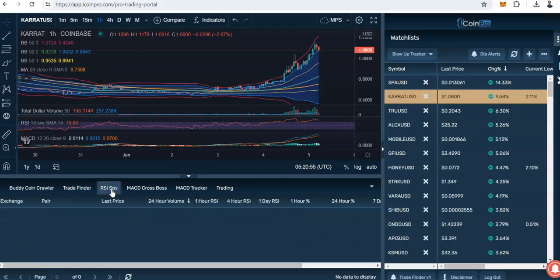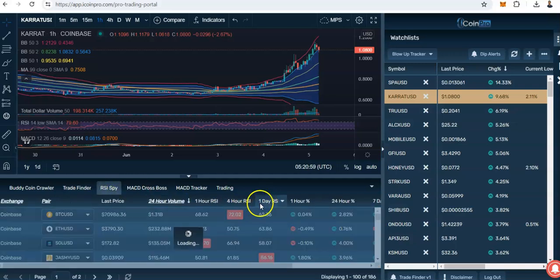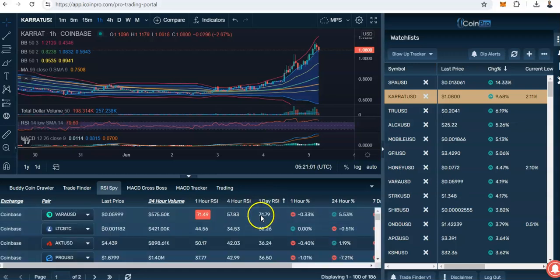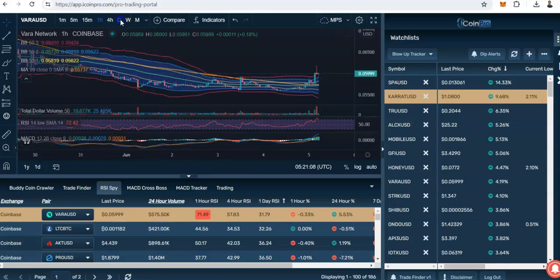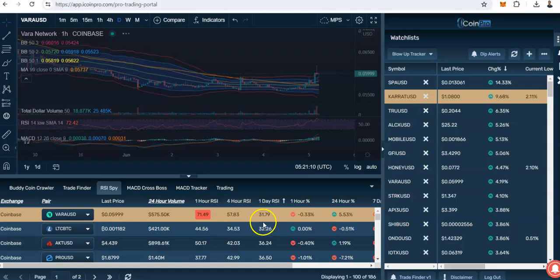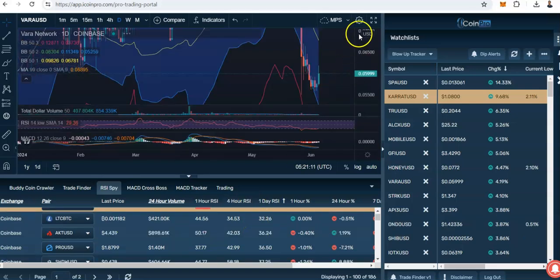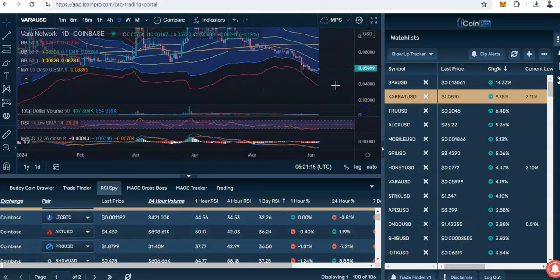You can use RSI Spy to find coins that are really, really low. So click once on 1 day RSI, and then click right here. This will be the lowest 1 day RSI coin, and you can choose to buy it or not. I choose to look for the dips and make sure that it's doing a 3 dip, 4 dip. So 1 dip, 2 dip, and so that's only a 2 dip.